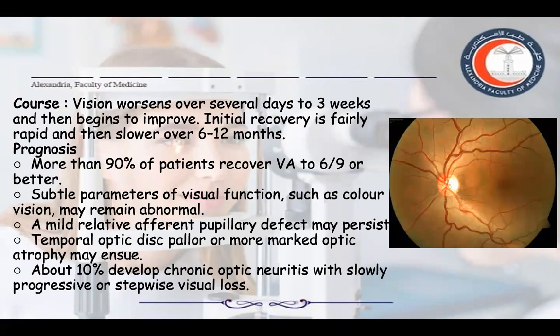The course is very characteristic, and remember with me, in demyelinating optic neuritis, there is worsening over several days to 3 weeks. Later on, the recovery starts to occur spontaneously, but it's fairly slow over the next 6 to 12 months. Prognosis: more than 90% recover to 6/9 or better without treatment. Around 10% can develop chronic optic neuritis with slowly progressive or stepwise visual loss. We might encounter the persistence of a mild RAPD in the recovered patients with some temporal optic disc pallor.